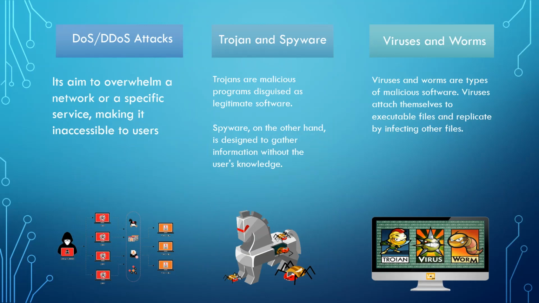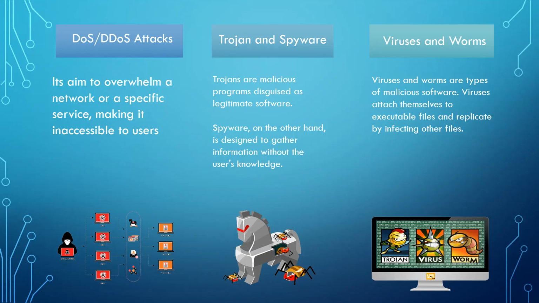Let's start with DoS and DDoS attacks. DoS stands for denial of service, and DDoS stands for distributed denial of service. These attacks aim to overwhelm a network or specific service, making it inaccessible to users. In a DoS attack, a single source floods the target network with an overwhelming amount of traffic, while DDoS attacks involve multiple compromised sources. These attacks can disrupt service and cause financial losses.